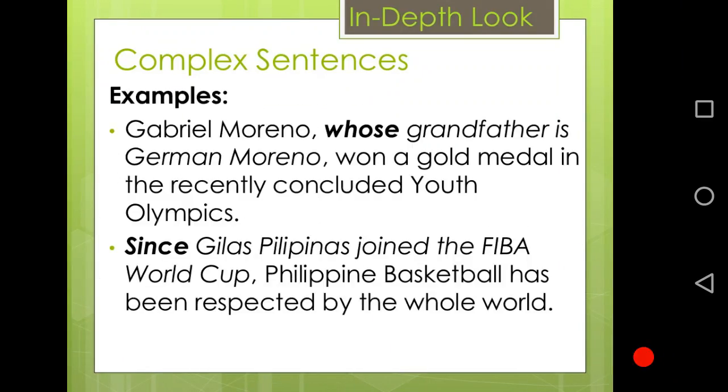Complex sentences. Gabriel Moreno, whose grandfather is Germain Moreno, won a gold medal in the recently concluded Youth Olympics. You see, whose grandfather is Germain Moreno is an adjective clause. And Gabriel Moreno won a gold medal in the recently concluded Youth Olympics is the independent clause.